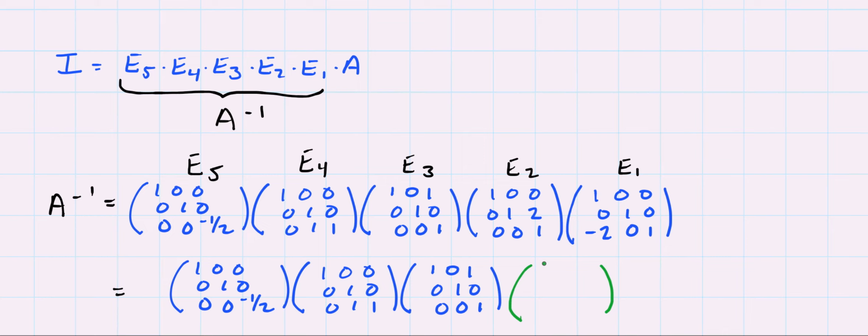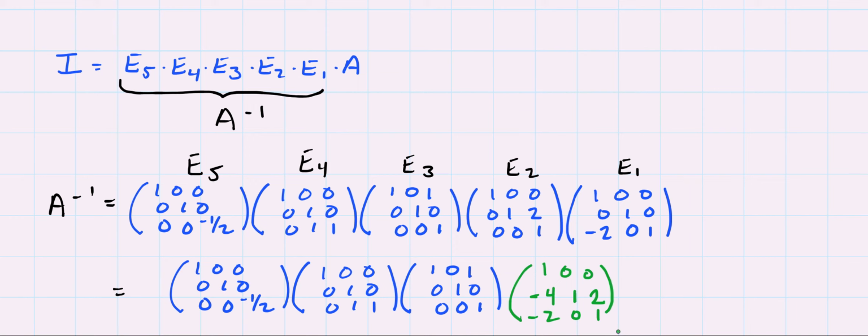We get 1, 0, 0. Now this is an elementary matrix. It says take 2 times the third row and add it to the second row. So let's do that. So we get -4, 1, and then 2. Yep, and then we leave the last row alone.